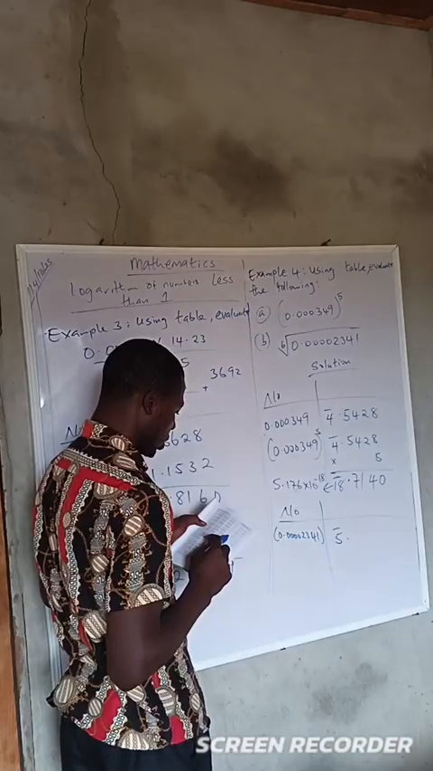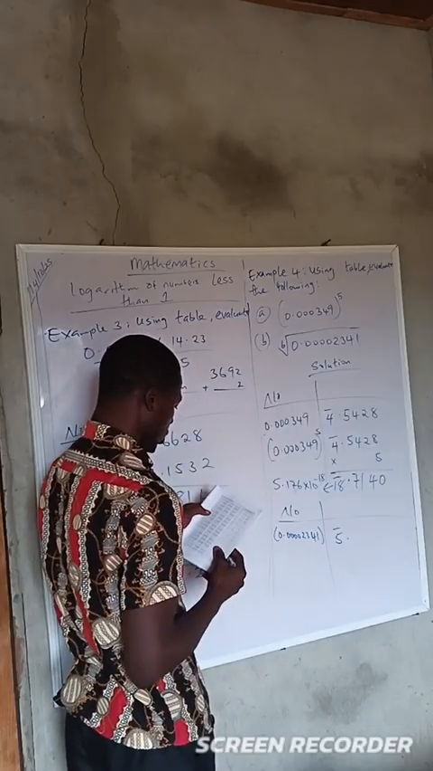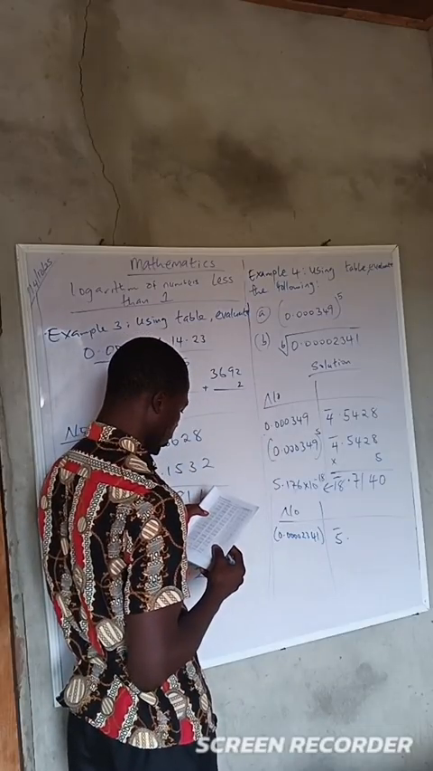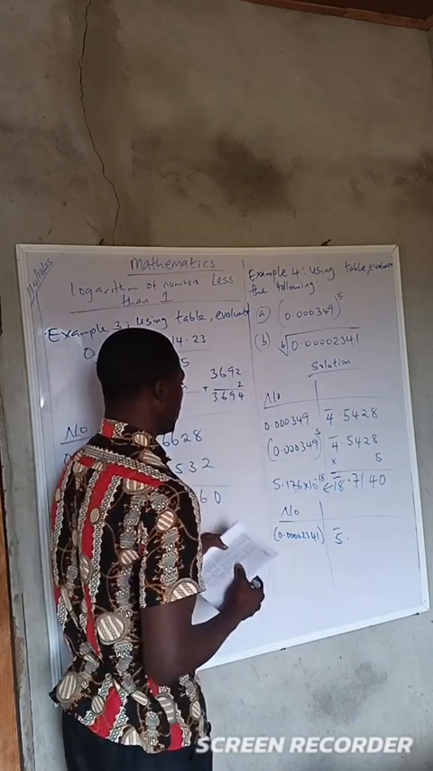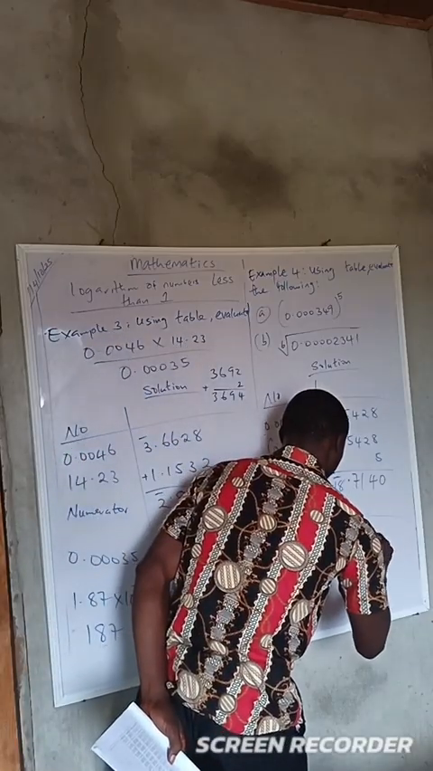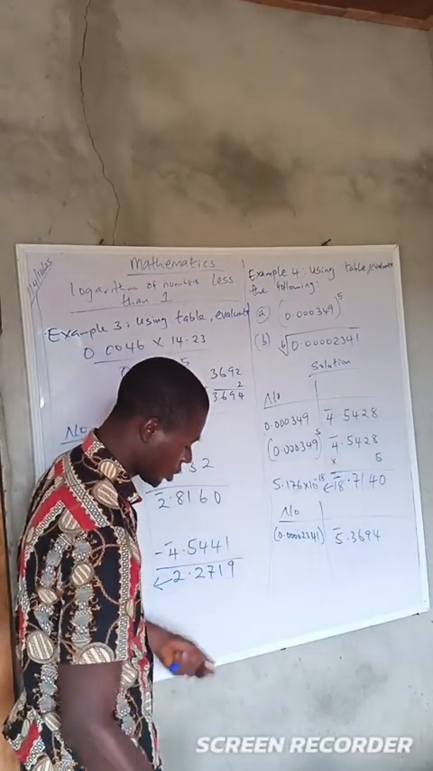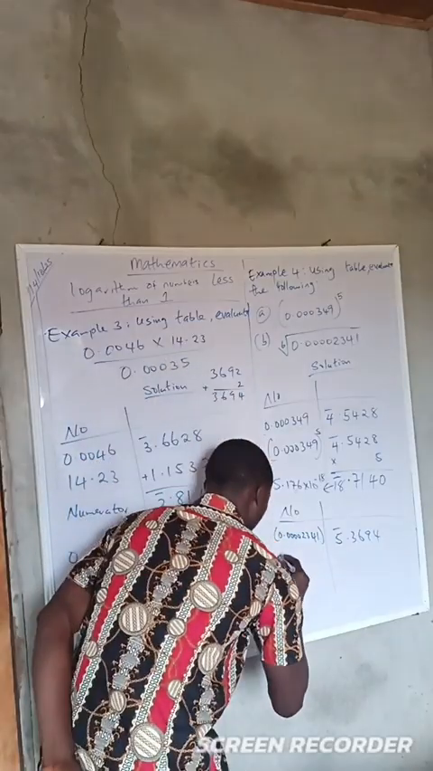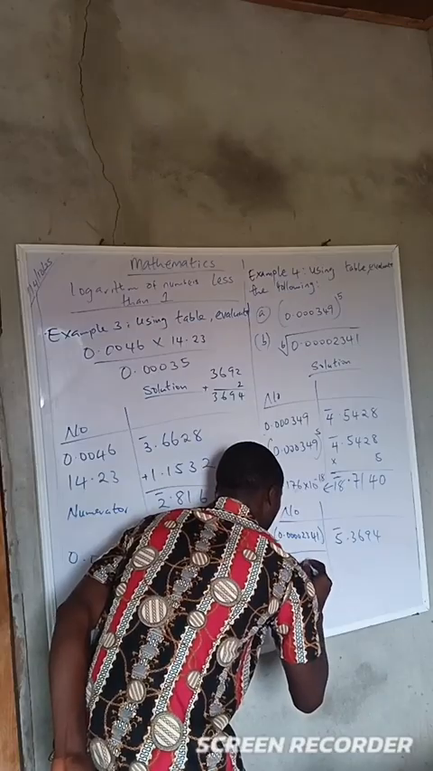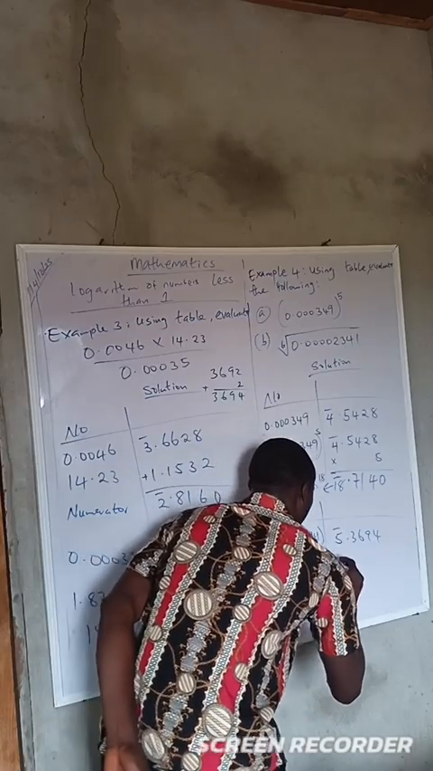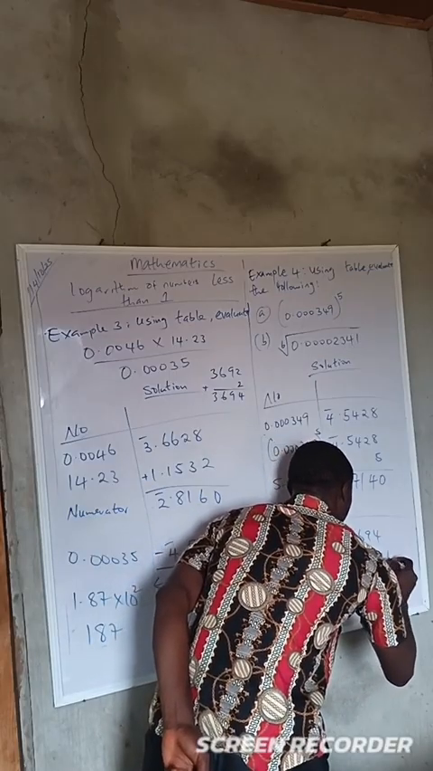Difference 1 is 2. So 3692 plus 2, we have 3694. So you have 3694. Okay, so divide now. The sixth root now. 0.00002341 is the same as bar 5.3694 divided by 6.